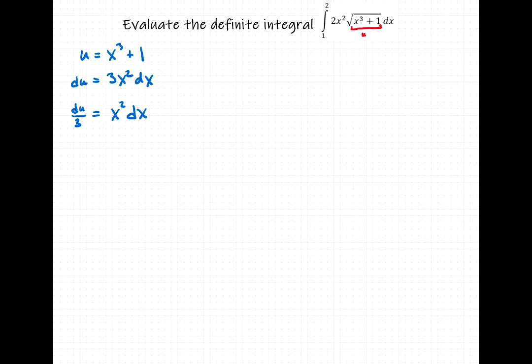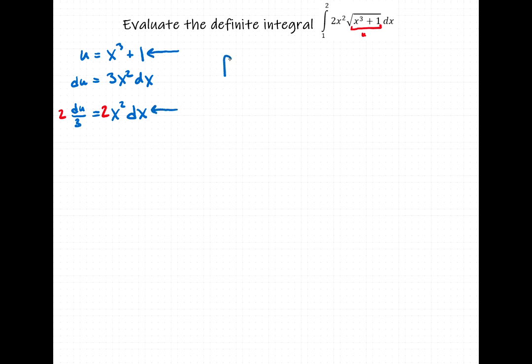And then let's multiply both sides by 2. So now we have exactly the 2x squared dx. So remember, when you're making a U substitution, you have to basically absorb everything in the integrand, so you can't have any x's left over. So let's make this substitution. We're going to plug this one in, and we're going to plug this one in.